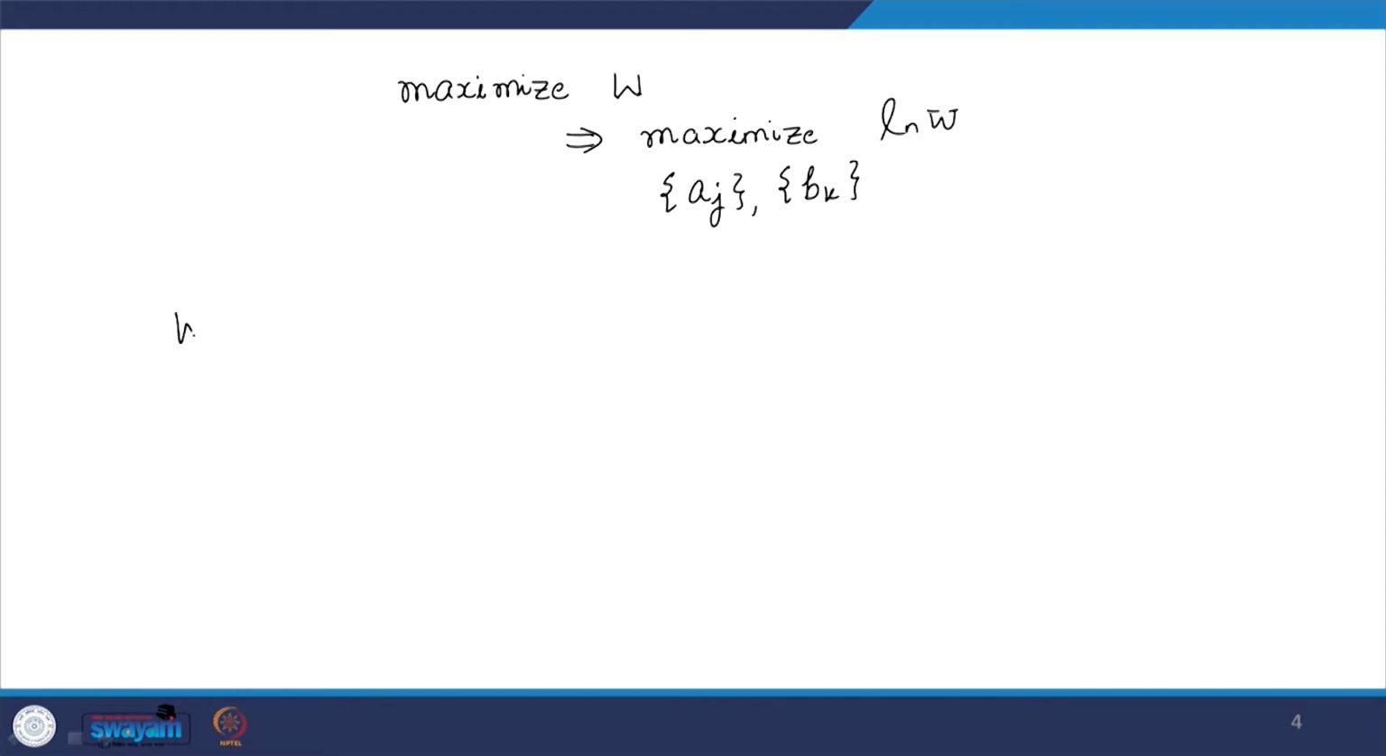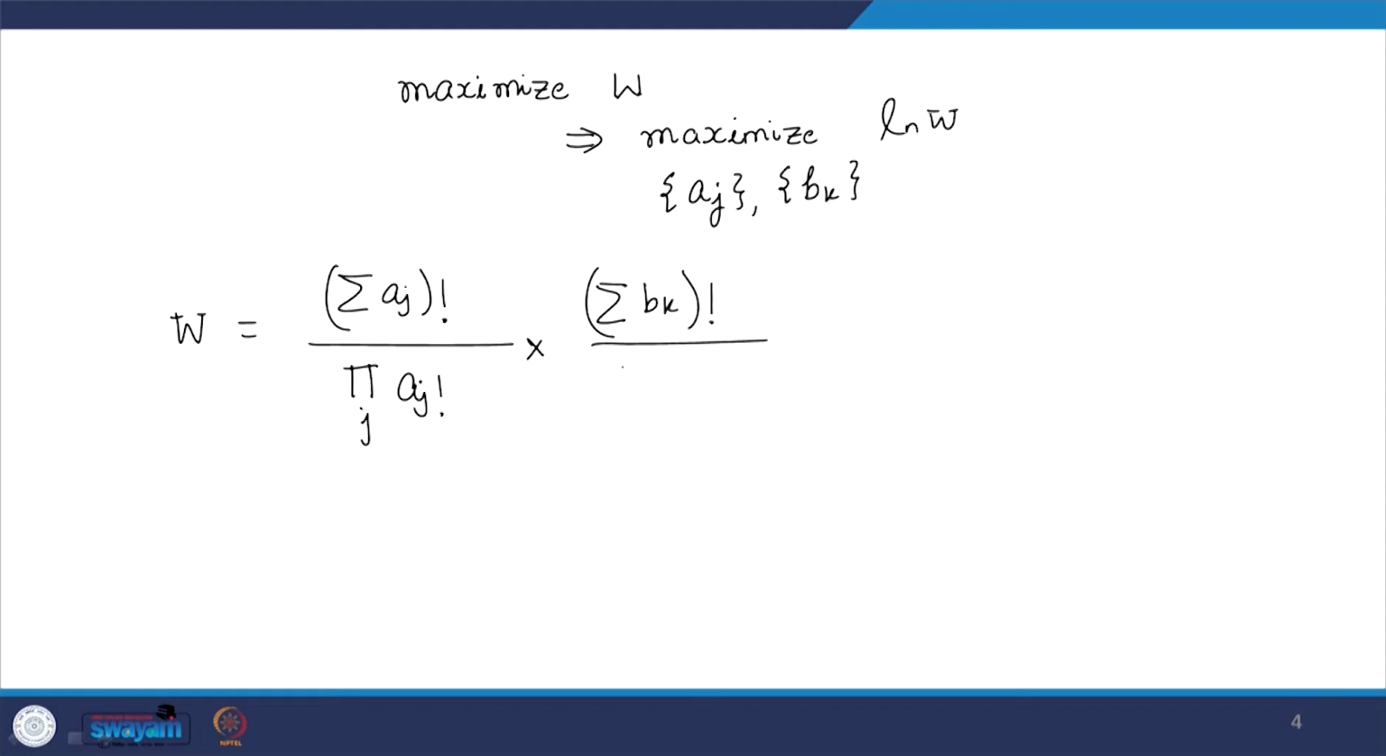So, now since W is equal to summation over A j factorial by product over j A j factorial multiplied with summation over B k factorial by product over B k factorial, we can again use the Stirling approximation, and then the ln W will be summation over A j. Keep in mind that whenever I write summation over A j, the index is j. Whenever I write summation over B k, the index happens to be k.